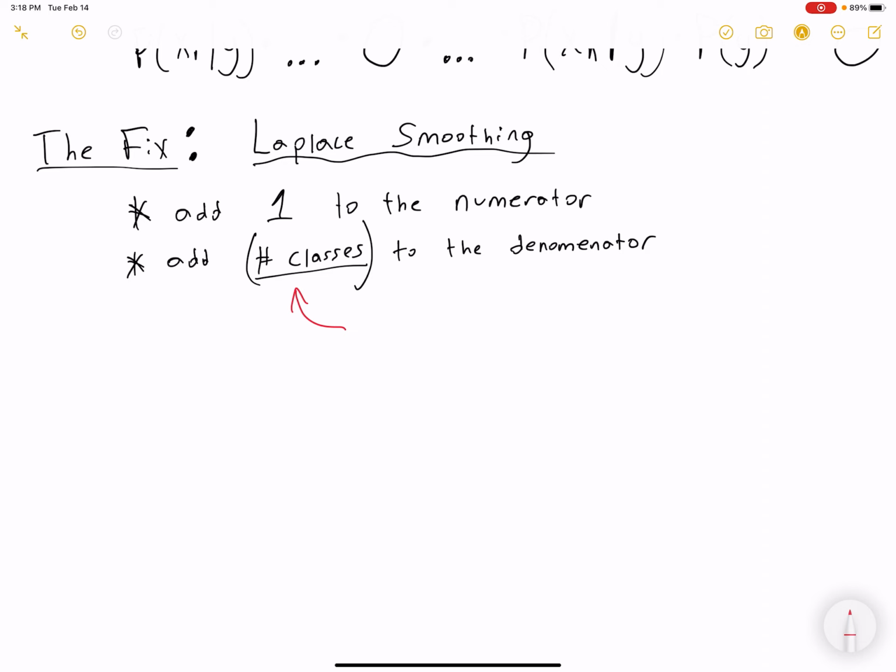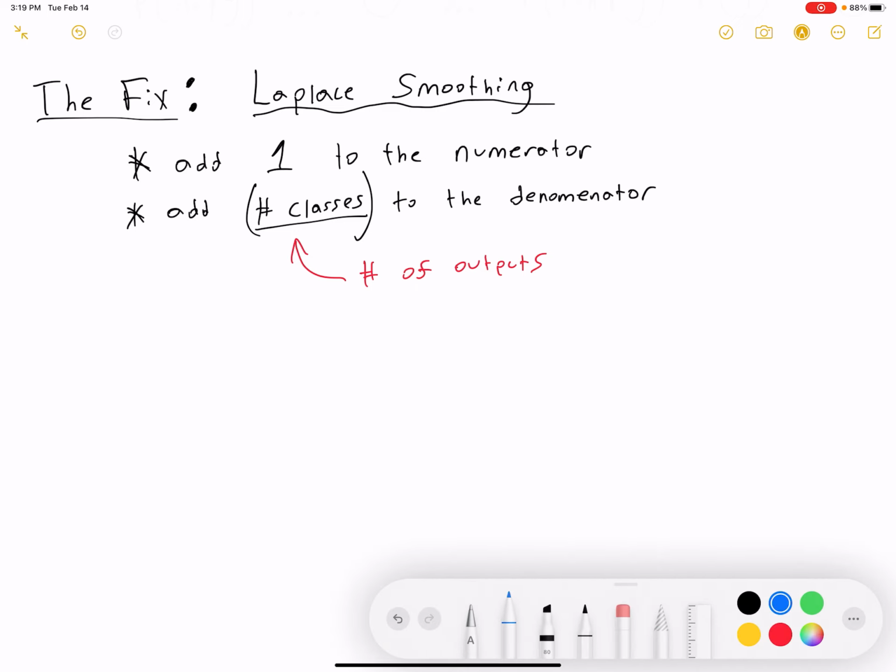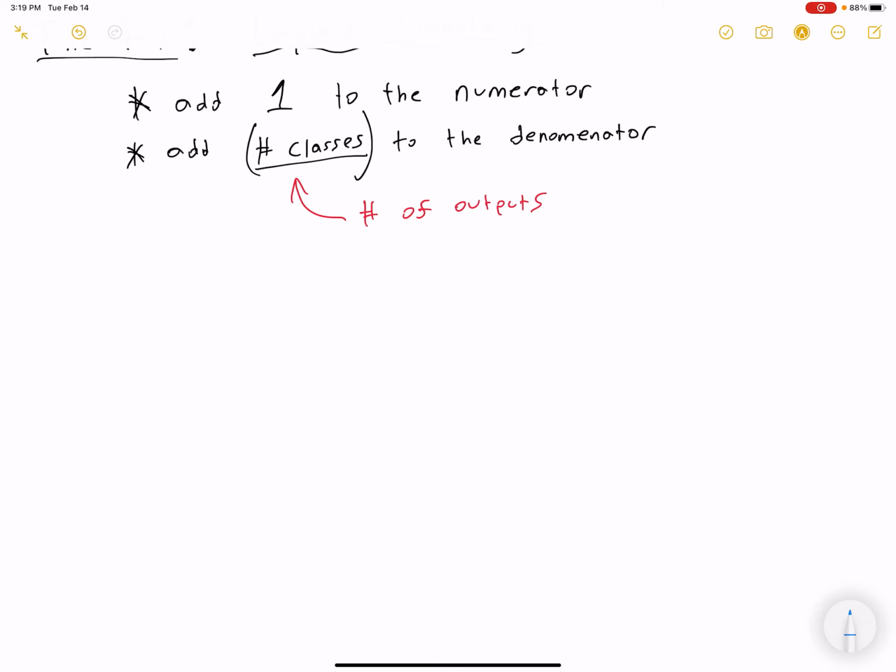So, number of output. Yeah, class is, hence the name classification. You're predicting classes. Class can mean category in regular English as well. For example, let's say that we're predicting between 3 things.